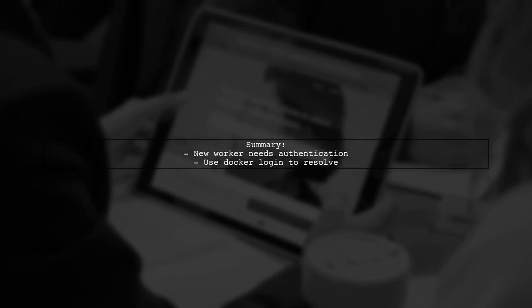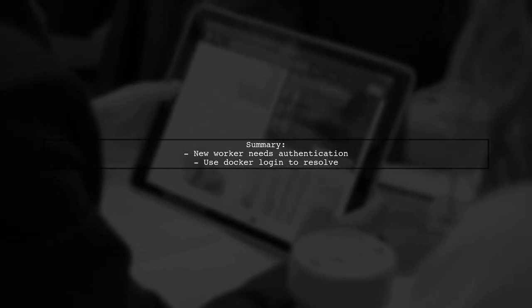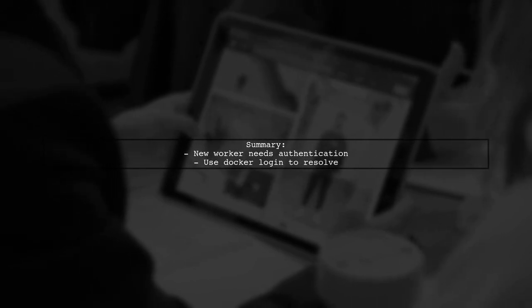In summary, the new worker node cannot pull images because it lacks the authentication credentials. Use docker login to authenticate it, and it should be able to pull the images successfully.